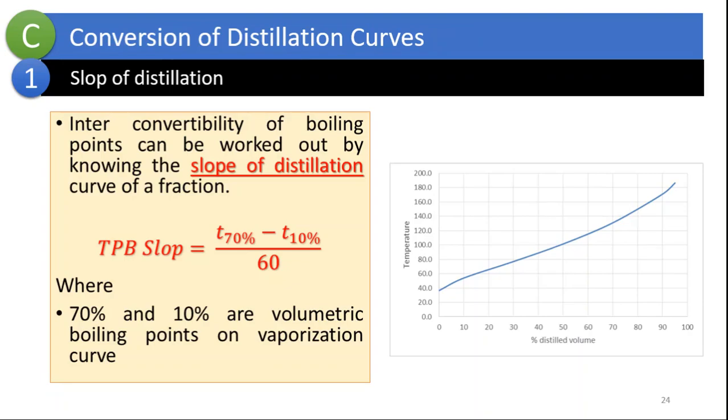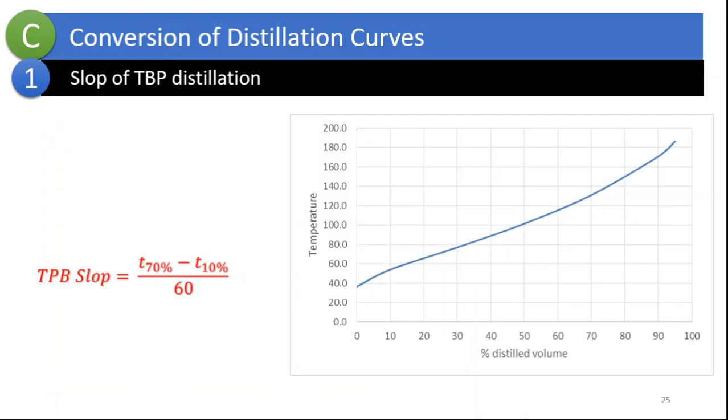It is given here: T70 minus T10 upon 60. These are new terms, so we are going to define the meaning of T70 and T10. 70% and 10% mean the volumetric points on the vaporization or distillation curve. For example, on this distillation curve, at 10% on the x-axis you can find the y-axis temperature, and that is the value of T10. Similarly, for the 70% value, you can find the temperature. In this way, you can find both temperatures and find the temperature slope.